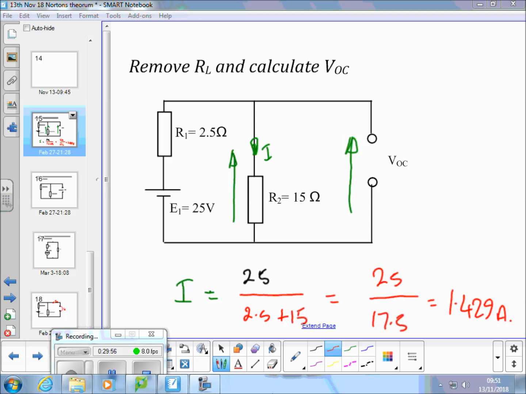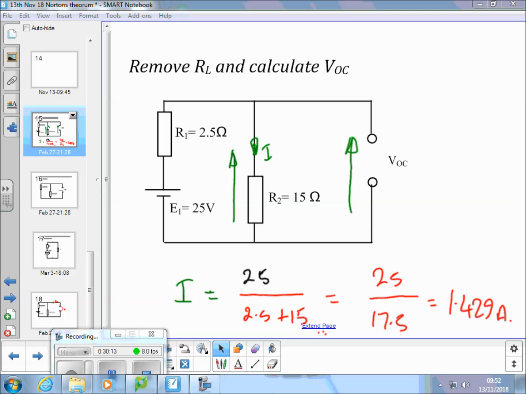No, surely it's 2.5 times by 15. What's that? So you put I for the RN. Oh, you're doing Thevenin's, aren't you? Yeah, I'm doing Thevenin's right at the moment. Yeah, we'll come back to that in a minute.